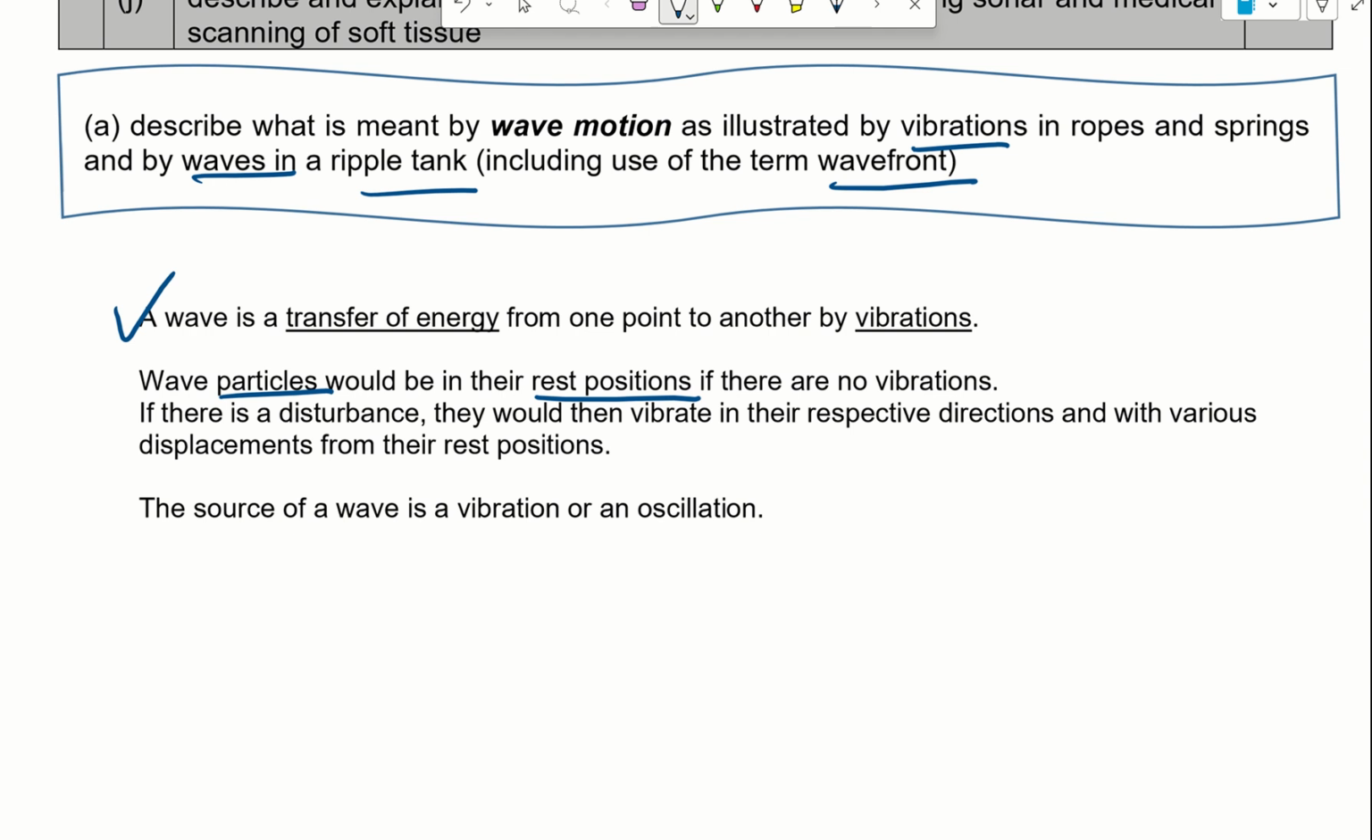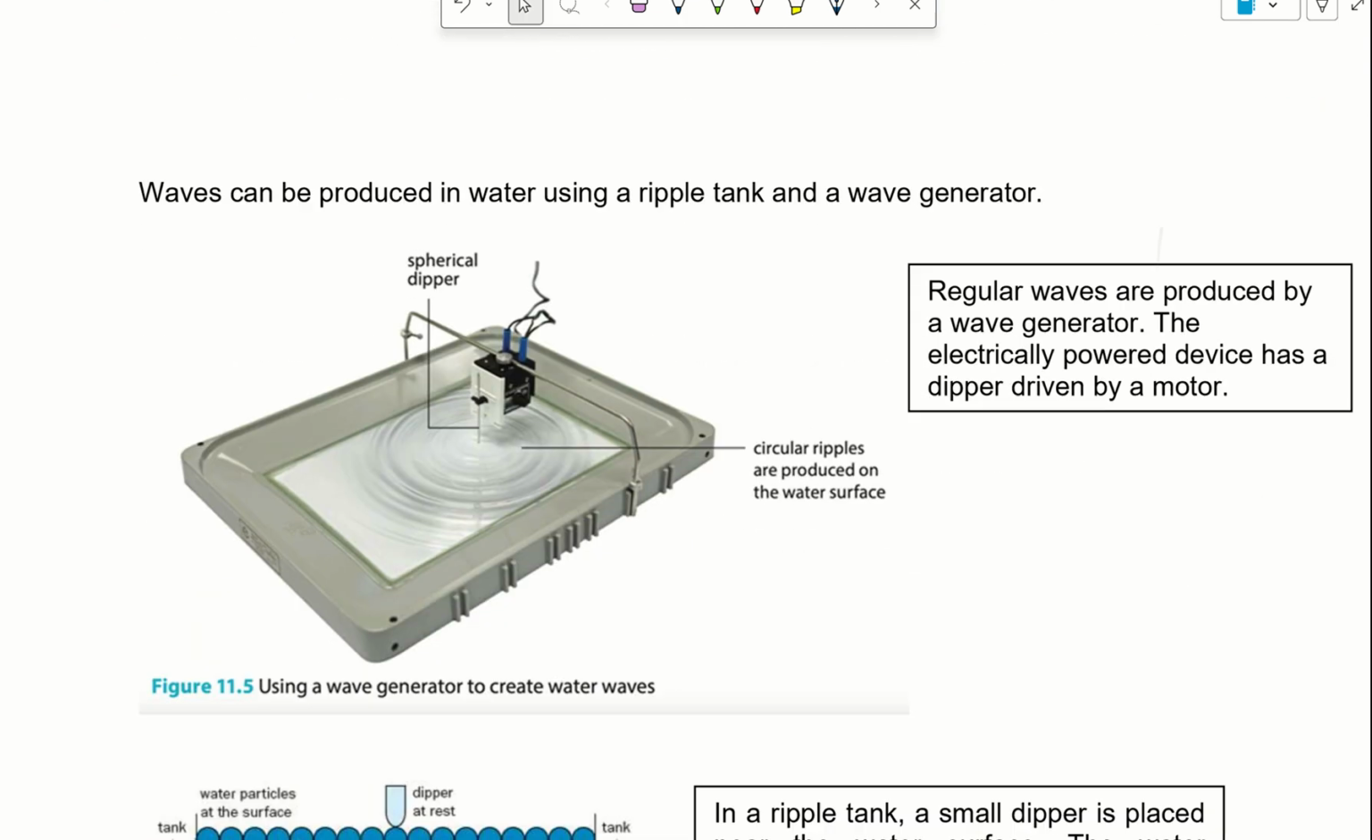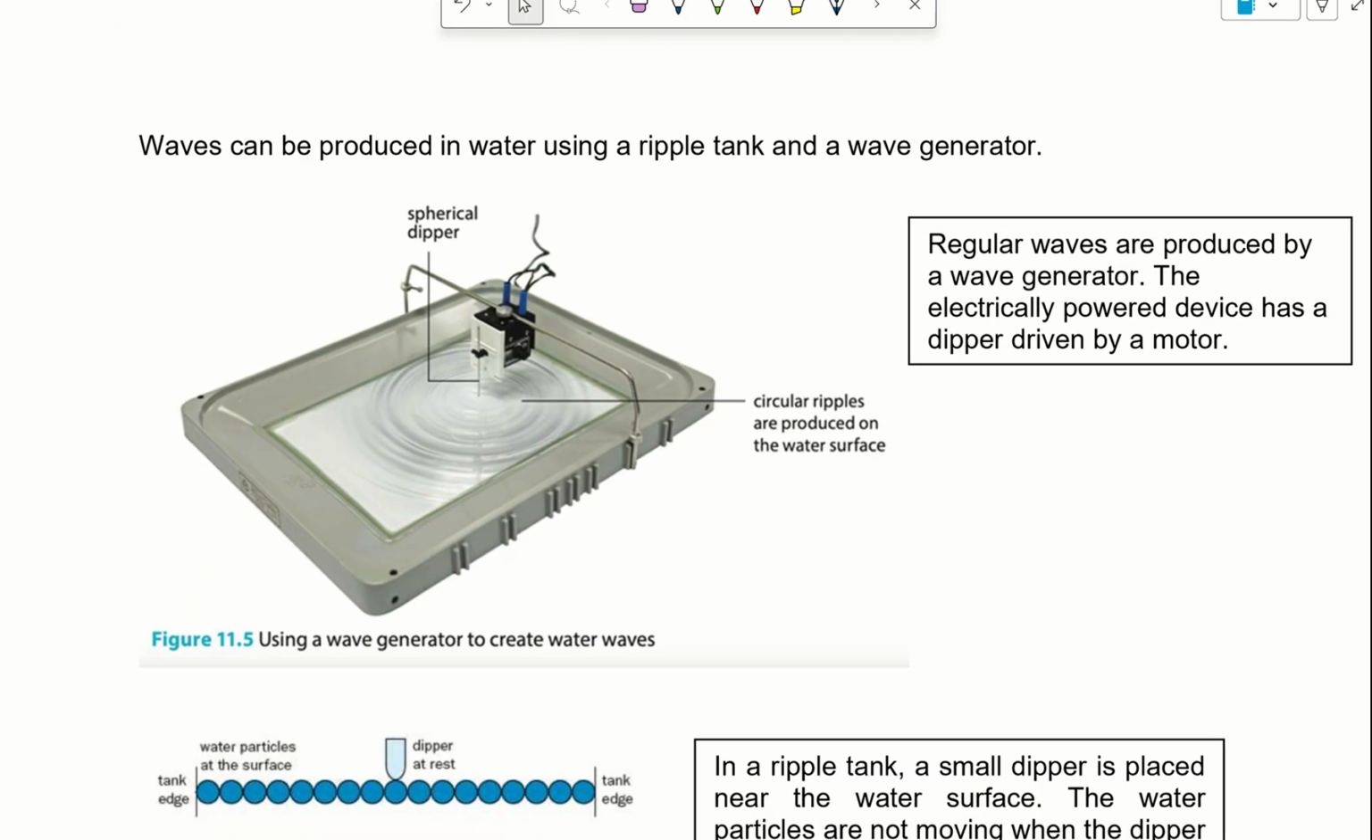However, if there is a disturbance, they would then vibrate or start to move in their respective directions and with various displacement from their rest position. So they will actually be disturbed and they will start moving. Okay, now the source of a wave is always a vibration or an oscillation. Now waves can be produced in water using a ripple tank and a wave generator.